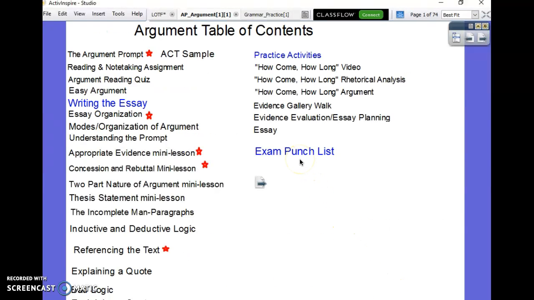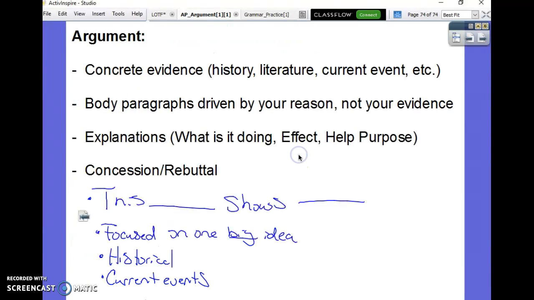Now let's take a look at the punch list. Anybody who knows about construction knows that before they finish a house, they have a punch list. It's all the things that they have to get finished before they can be finished with the house and sell it. So here's your punch list for your argument essay.